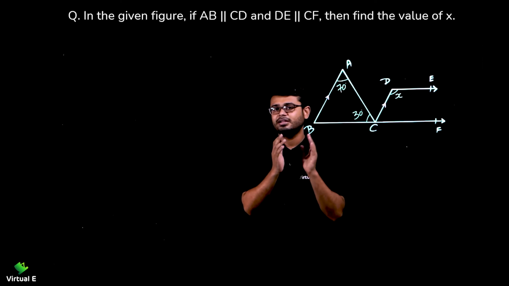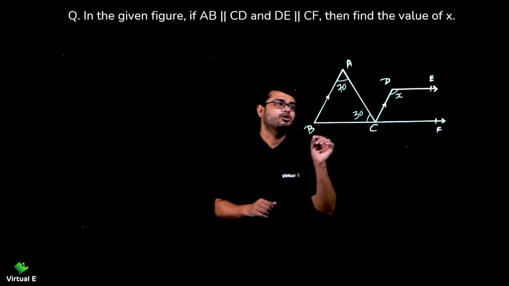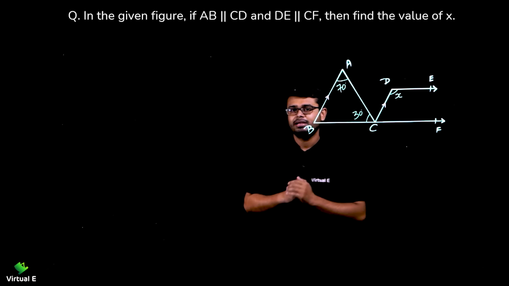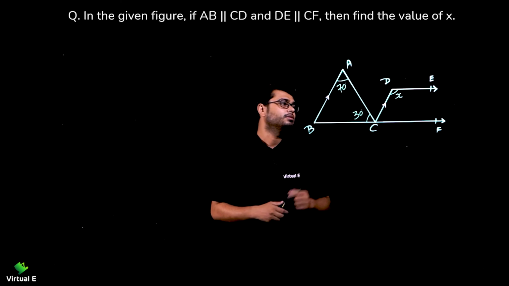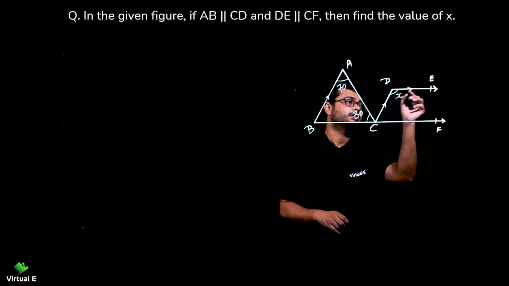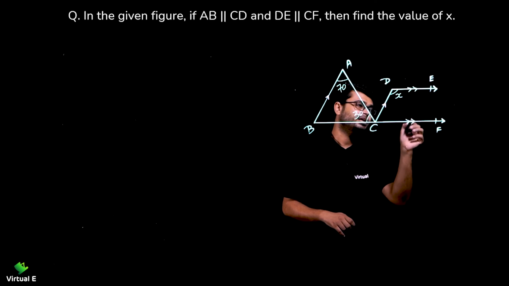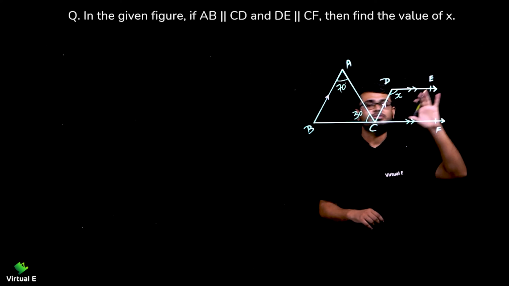Whenever you can see a triangle and you have parallel lines, obviously this is the combination of triangle and the parallel lines. So let's start with that. Now we want to find the value of x. Now see over here, let's draw the arrow. It indicates that these two lines are parallel. Okay, so these two lines are parallel.